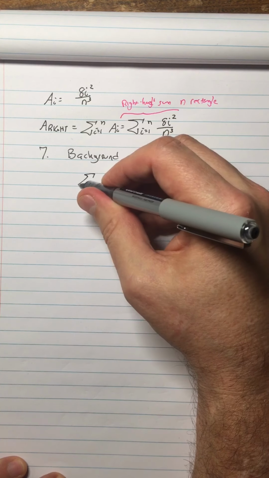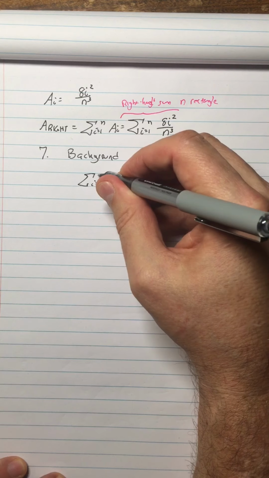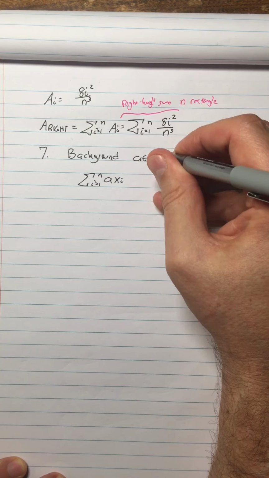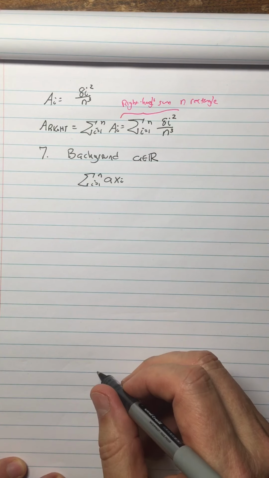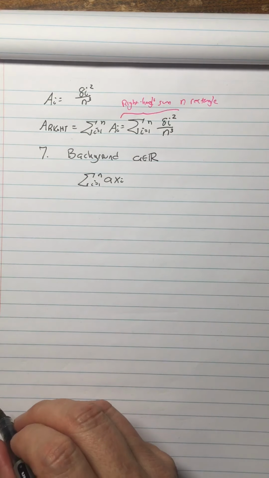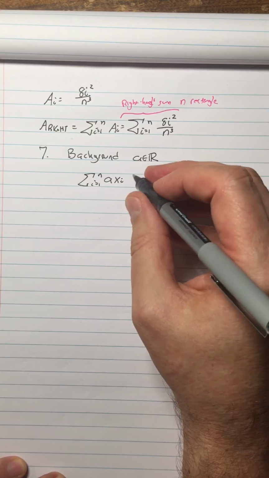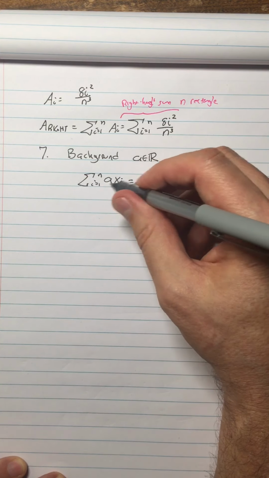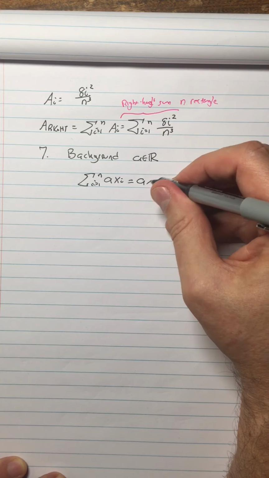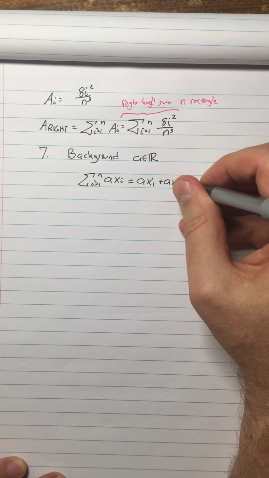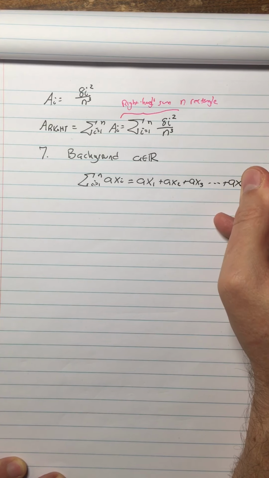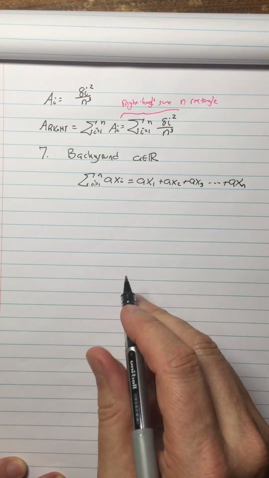If you consider the sum from i equals 1 to n of a x sub i, where a is just a constant, a real number, and the x sub i is all dependent on i. Then what is the meaning of this summation? It means ax1 plus ax2 plus ax3, etc., up to axn. That's what this summation means, all right?